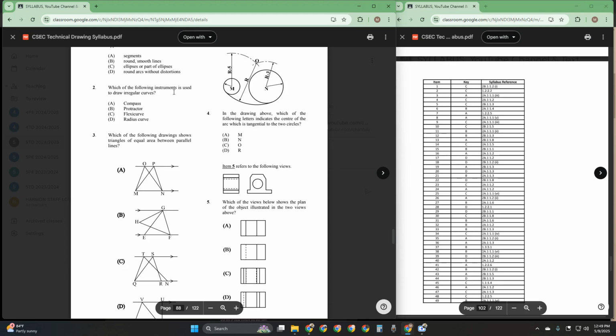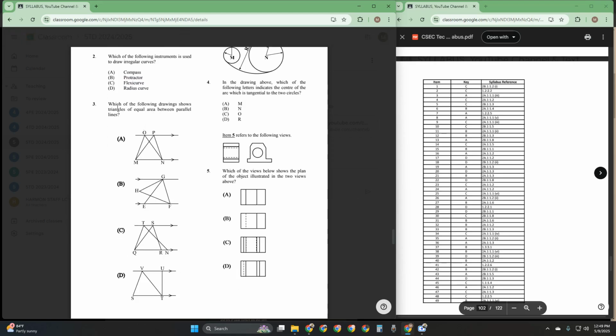Number 2, which of the following instruments is used to draw irregular curves? Compass, protractor, flexicurve, or radius curve? C, flexicurve. Agreed. Number 3, which of the following drawings shows triangles of equal area between parallel lines? You have A, B, C, or D. They say A. I agree.